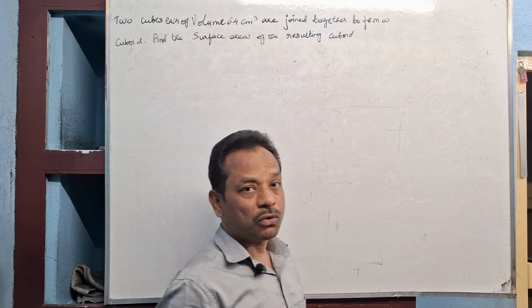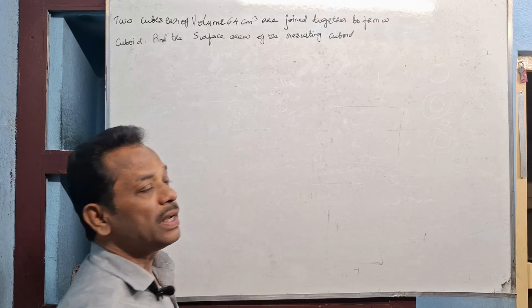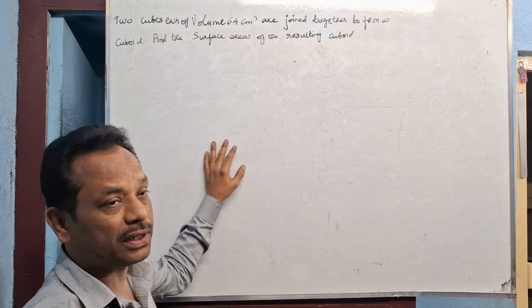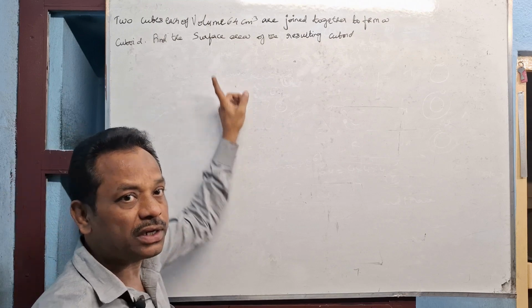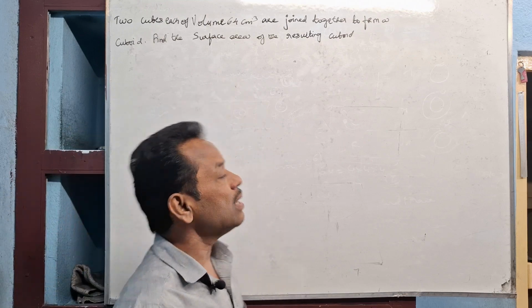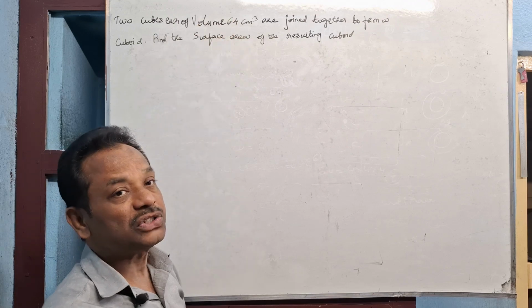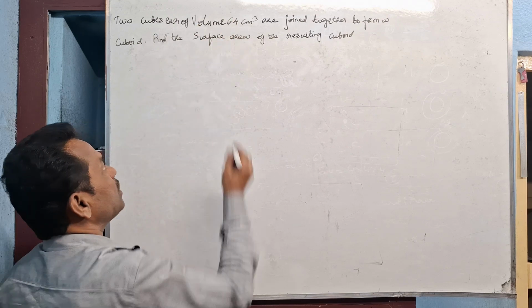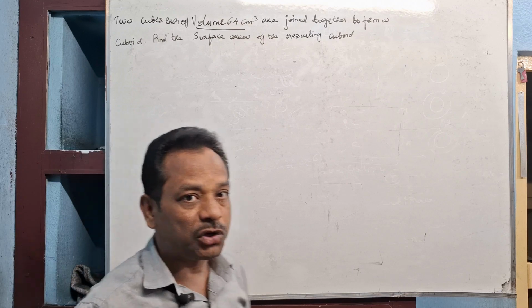Children, let us do one more question similar to the previous question. The difference from the previous question is that in the previous question we had the side of the cube, but here it is given that the volume of the cube is 64 centimeter cube. So using this condition, let me find the side of the cube first.